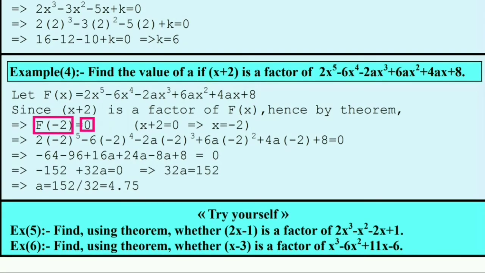Hence, let's take f of minus 2 equal to 0, an equation where in f(x) we put the value of minus 2 for x, and that is equal to 0, and we simplify this equation, and in this equation one unknown small a is there, and by simplifying it we find the value of a, and that comes 4.75. And I don't think any more explanation you need in this example. And this value 4.75 as the value of a finally is the answer.